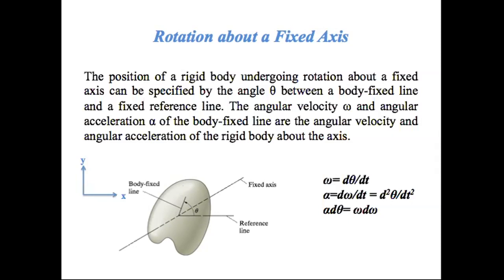And theta is known as the angular position for this rigid body during rotation, and it has the unit of radian. We know that the time derivative of angular position is angular velocity, which equals d theta dt, and it has the unit of radian per second. Angular acceleration alpha is defined as the time derivative of angular velocity, d omega over dt, or the second time derivative of angular position theta. It has a unit of radian per second squared. If we cancel out dt from these two equations, again we get the third kinematic equation, alpha d theta equals omega d omega.